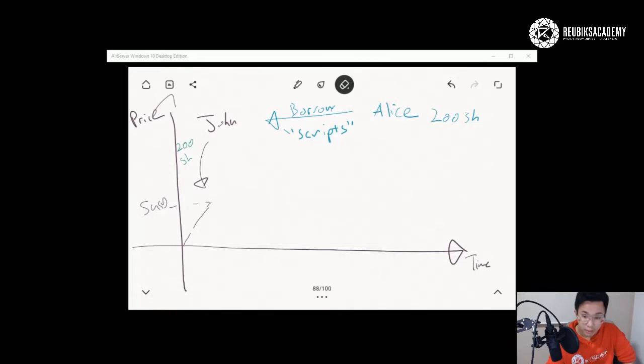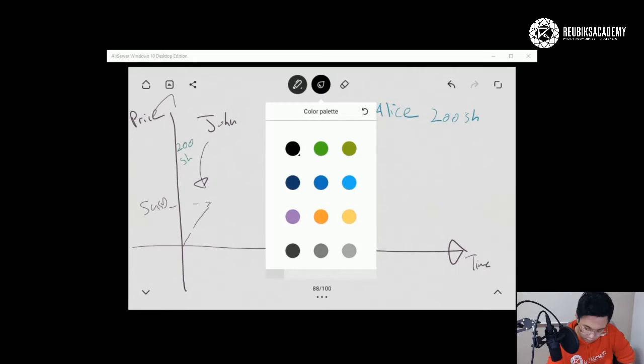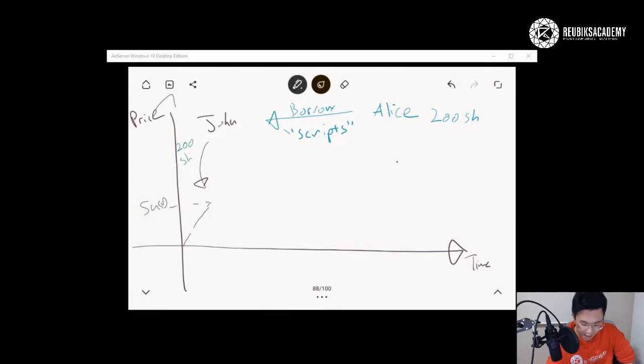Now, let's say things don't go her way, and the price continues to go up. The price goes up to 10 USD. Now what will happen here? Let's say it goes up to 10 USD and Alice says, okay, enough is enough. I'm going to exit this trade. I'm going to cover my position. I'm going to buy back the shares that I borrowed from John.